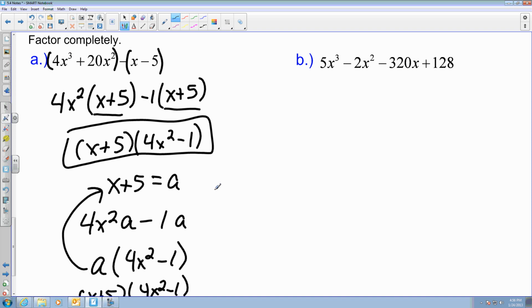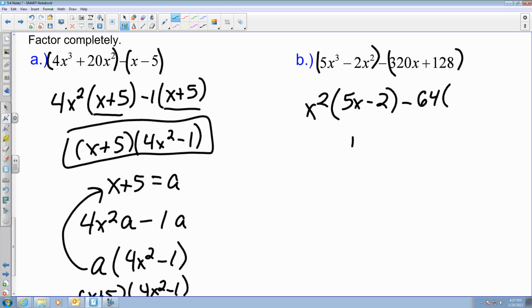So grouping this one, for example B, if I look at the first parentheses, I can factor out an x squared, which then gives me 5x minus 2, and I can factor out a 64 out of this one, and this gives me a 5x minus 2. Erase this.